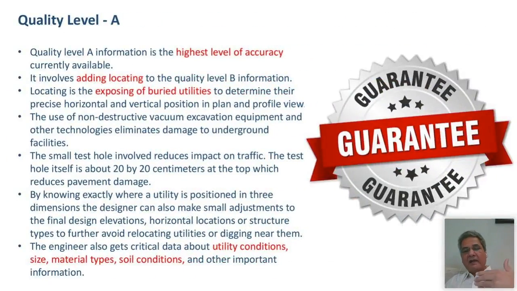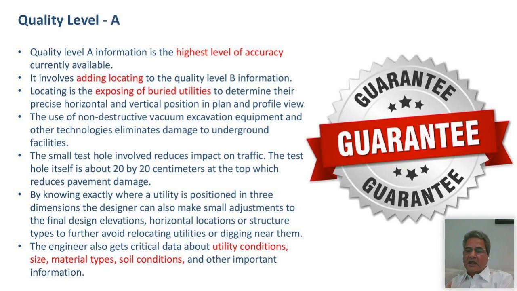Okay, then comes quality level A. This is the highest level of accuracy which is currently available. It involves adding locating to the quality level B information. For example, what will quality level B not give? It will give you the approximate depth of the pipeline; a 5 to 7% error will always be there. It will not give you diameter. Anyone who comes to you and says that GPR gives diameter, don't trust him.